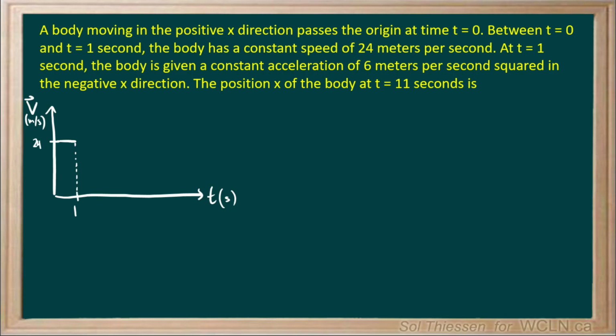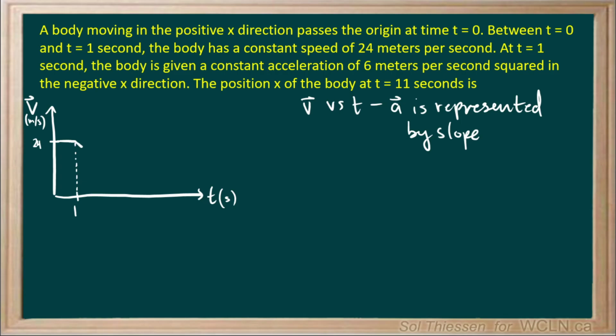Next, at 1 second, the body is given a constant acceleration of 6 meters per second squared in the negative x direction. So remember, on a velocity versus time graph, acceleration is represented by slope. So this means a constant slope of negative 6 meters per second squared. And that's going to happen for the remaining time. So might look something like this. Now we need to figure out where this graph crosses the time axis, so at what time. And then once we have that, we can calculate the areas to determine the position of the body at time 11 seconds. So we'll call this 11 seconds.